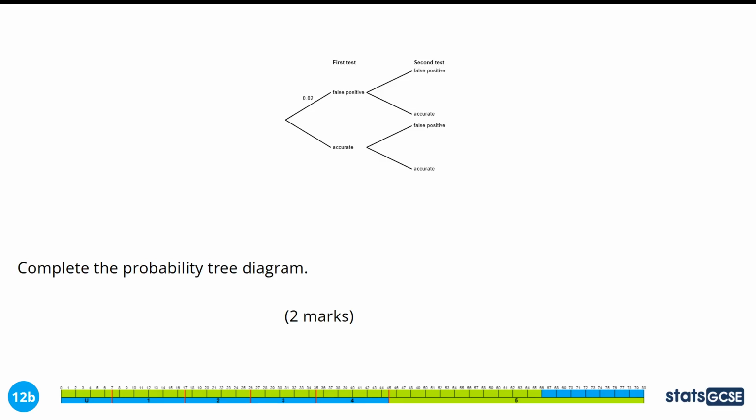Each of the false positives will be 0.02. So we can put that onto the tree diagram. And each pair of probabilities has to add up to 1. So if the chance of a false positive is 0.02, take that away from 1 and you get 0.98. So each of the probabilities of an accurate result is 0.98.